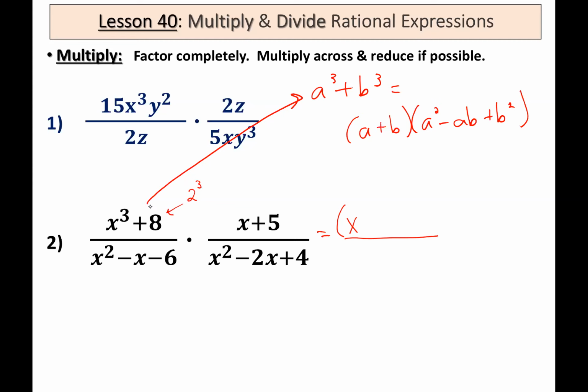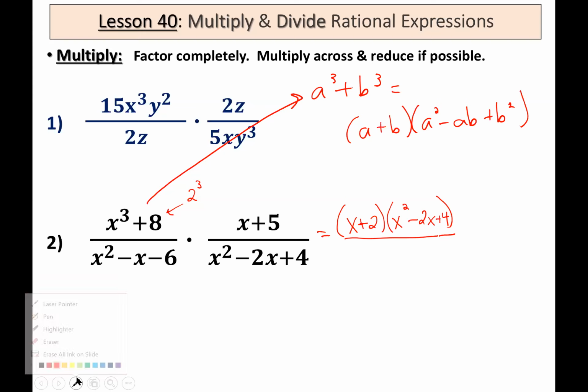And remember, my original expression was x to the third plus 8 for that numerator. So a plus b becomes (x + 2) in parentheses. And then my next factor looks like, instead of a squared, it's x squared minus, instead of ab, I'm multiplying x times 2, so that's 2x, plus, instead of b squared, I'm doing 2 squared, which is 4. All right, so that's all just for that first numerator, x cubed plus 8. We use the sum of cubes formula to factor it into (x + 2)(x squared minus 2x plus 4).